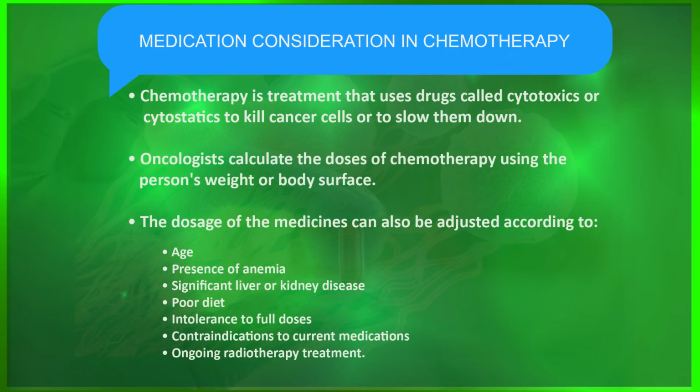Medication consideration in chemotherapy. Chemotherapy is treatment that uses drugs called cytotoxics or cytostatics to kill cancer cells or to slow them down. Oncologists calculate the doses of chemotherapy using the person's weight or body surface.